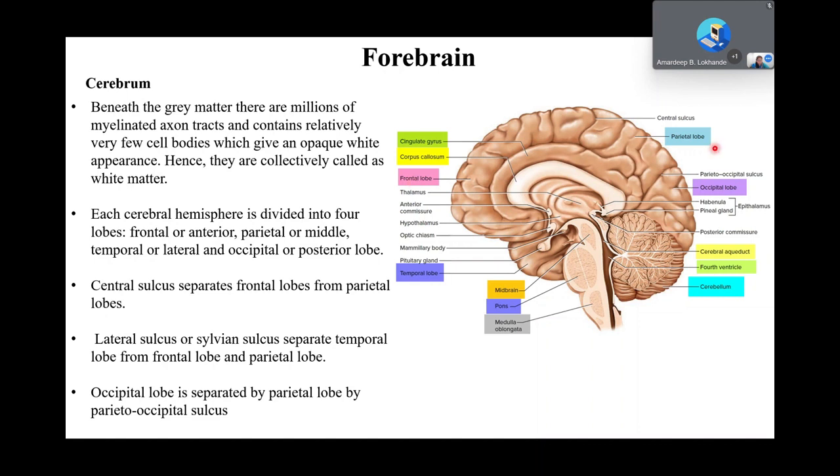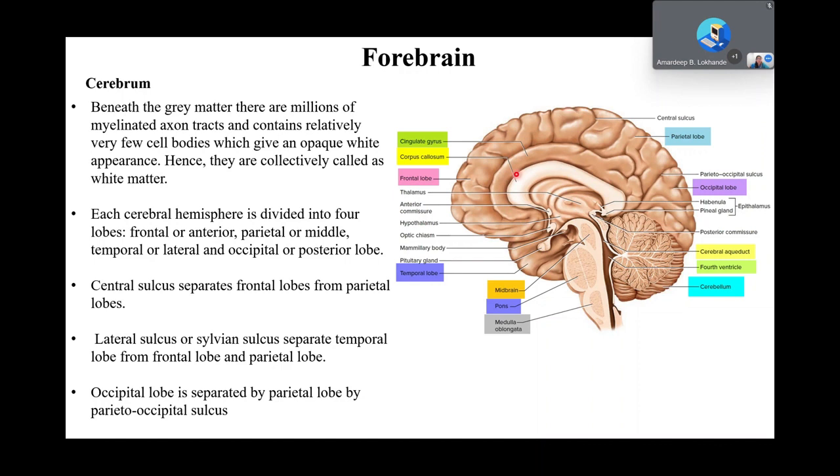These are also called the frontal or anterior lobe, because it is present on the anterior side of the brain. Then you have the parietal, which is in the middle, so it's called the middle lobe. Then you have the temporal or lateral, because it is on the side of the brain. And at the end, you have the occipital or the posterior, because as you can see, it's at the end towards the rear side of the brain.